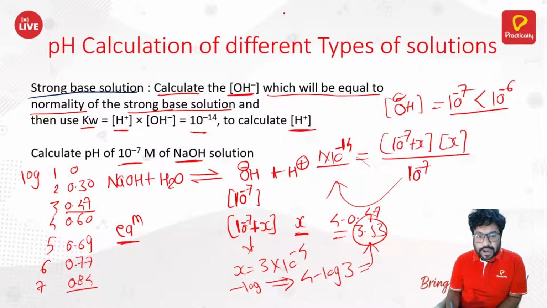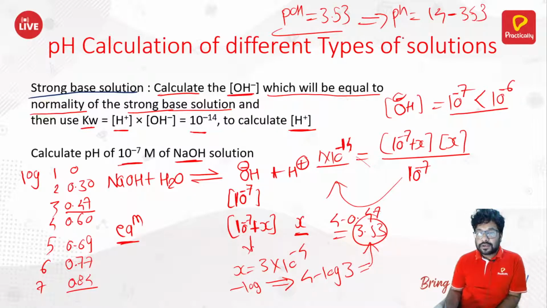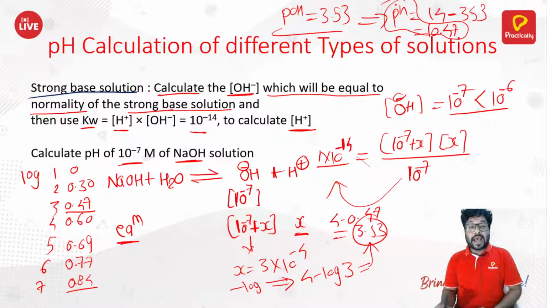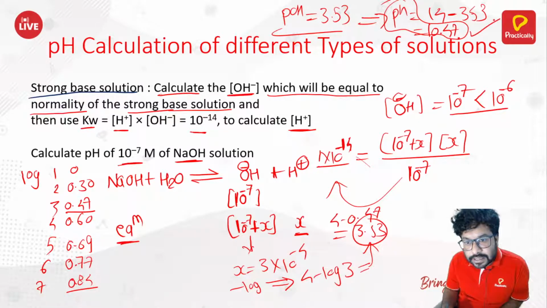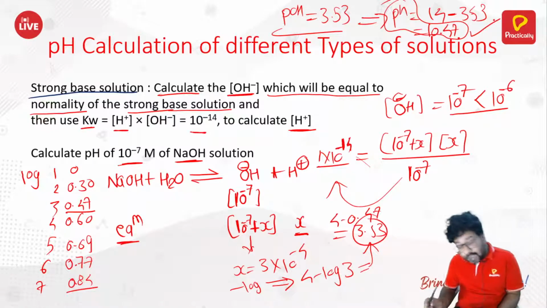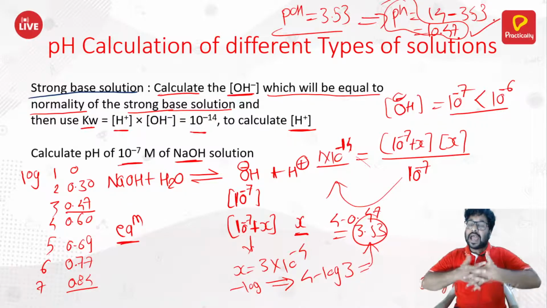So 3.53 is your pOH. pOH is equal to 3.53. Then what is our pH? pH is equal to 14 minus 3.53. So 14 minus 3.53 is how much? 10.47. That is the pH of this solution. It's very, very high. It's a highly basic solution. Okay, 10.47. That is how you can calculate the pH and pOH.